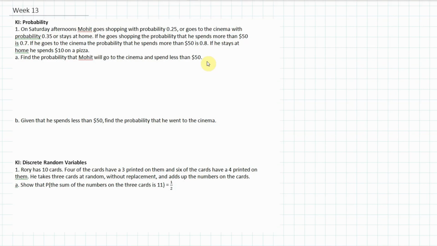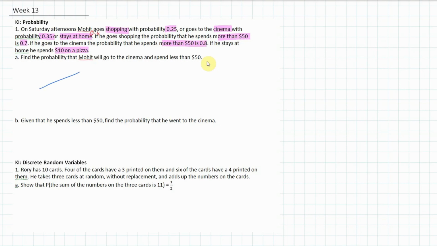The first question today is a probability question. On Saturday afternoons, Mohit goes shopping with a probability 0.25. He goes to the cinema with a probability of 0.35 or stays home. Now, if we add that up, we get 0.6, so the stay at home should be 0.4. If he goes shopping, then the probability he spends more than $50 is 0.7. If he goes to the cinema, the probability he spends more than $50 is 0.8. And if he stays home, he spends $10 on pizza. We've got to find the probability that Mohit will go to the cinema and spend less than $50.